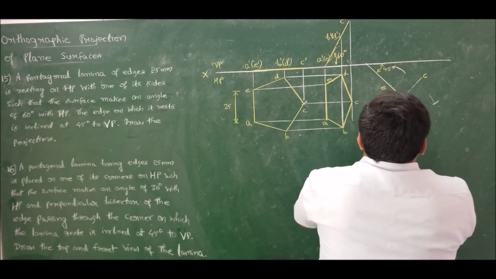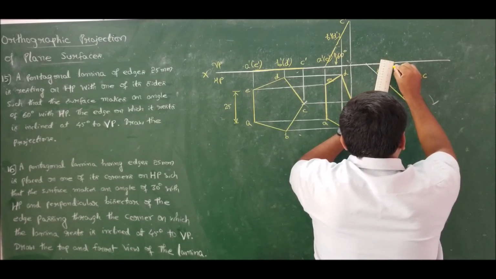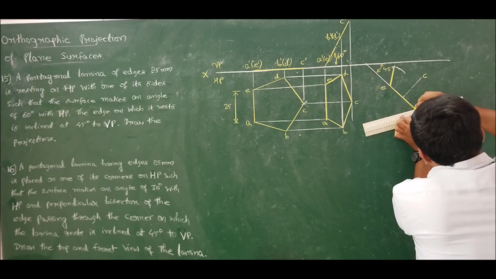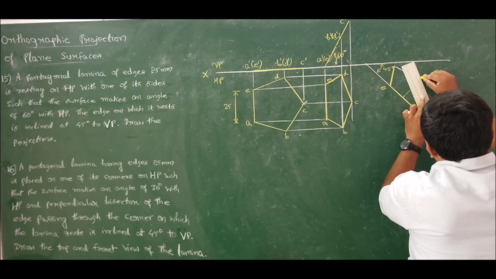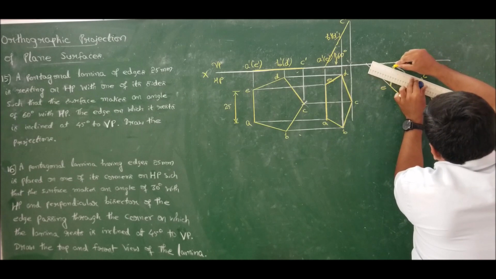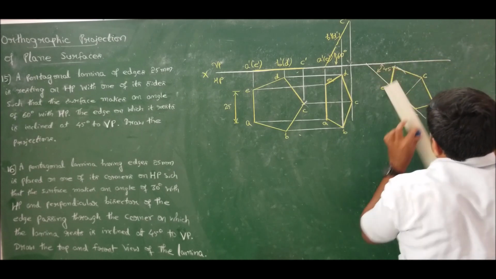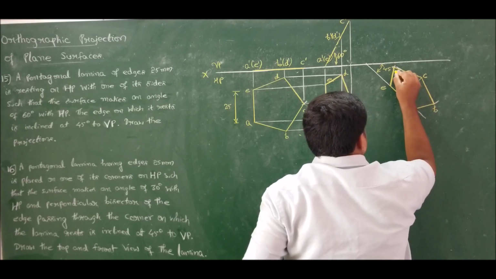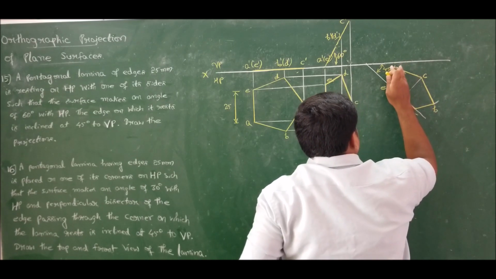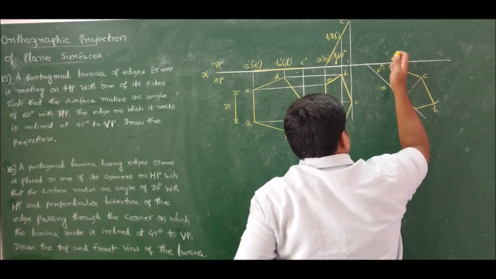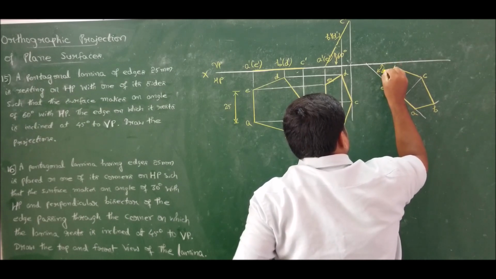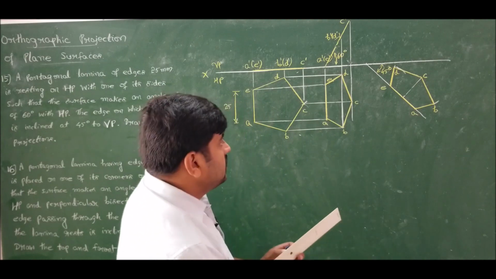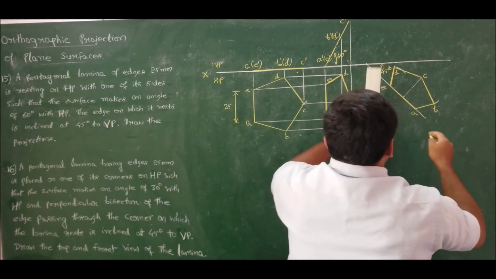So now I can mark this as D, this as B, and we have C connected to D. So A, B, C and D, this angle is specified as 45 degrees. Clear? Now take projection and complete the drawing.